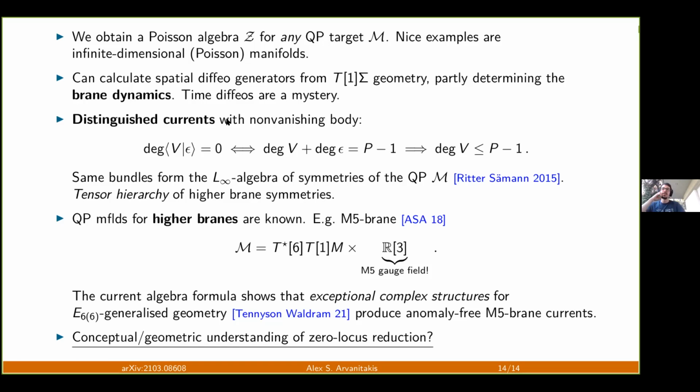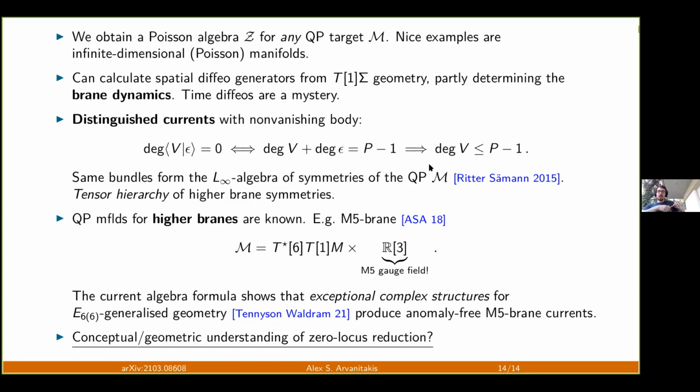Right. There's also a distinguished collection of currents such that they have a non-vanishing body. Which means if you set all of the ghosts and anti-ghosts to 0, these are the things that survive. And this collection of currents is the one that satisfies this condition, so that the degree of the associated function in target space is bounded above by the degree of the target space symplectic form minus 1. And these are precisely the same bundles that form the L infinity algebra of symmetries of the associated QP manifold. So from the symmetries of the QP manifold target, you get a collection of higher symmetries on the brane, a tensor hierarchy, we call them, well, some physicists call them like that anyway.